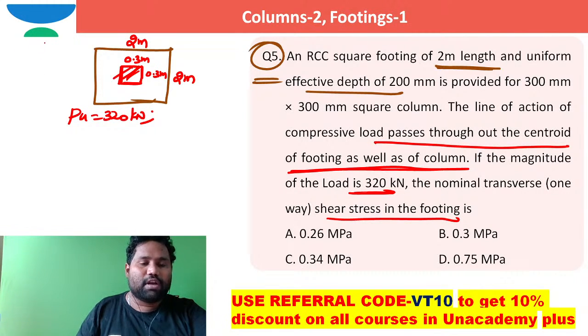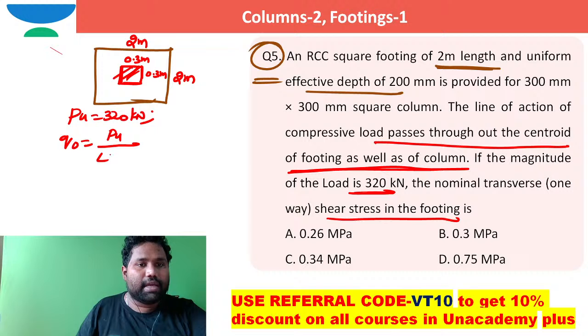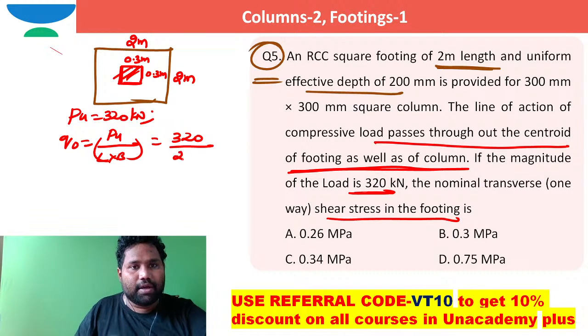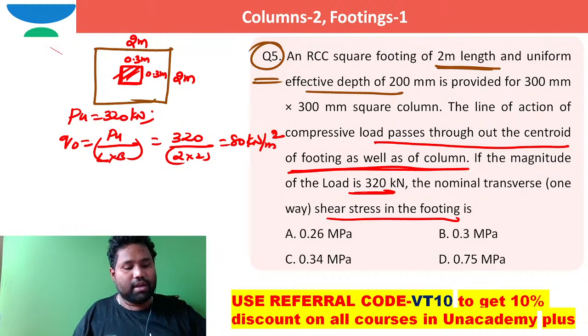They are expecting the one-way shear stress here. To work it out, first of all I need to work out Q naught. Q naught is PU by L into B, so it is 320 by 2 by 2. The answer is 80 kilonewton per meter square, which is Q naught.